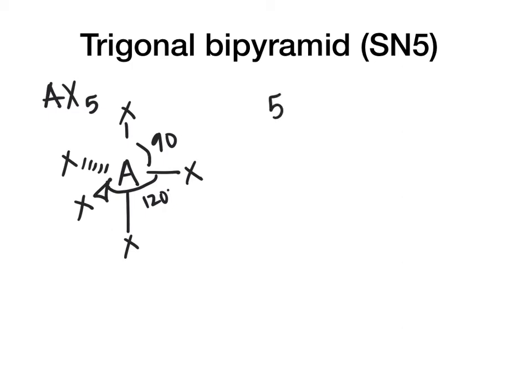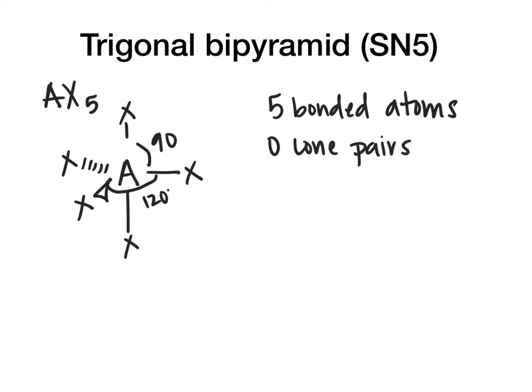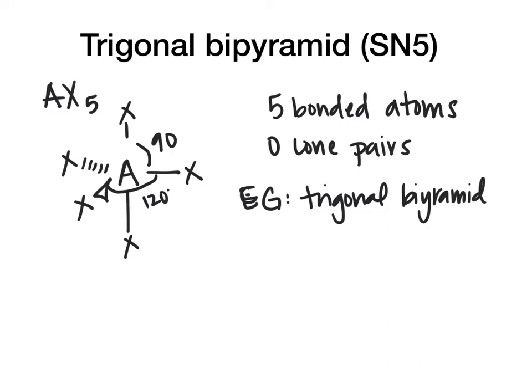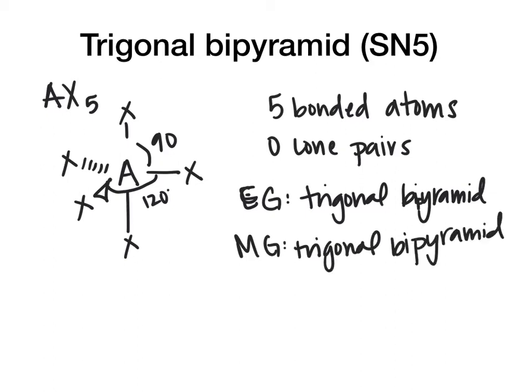So there are 5 bonded atoms and 0 lone pairs. The electron geometry is trigonal bipyramid. Some people say trigonal bipyramidal. You may put either one, they are both equally correct. And the molecular geometry is trigonal bipyramid. And so in this case, your angles are 90 degrees and 120.